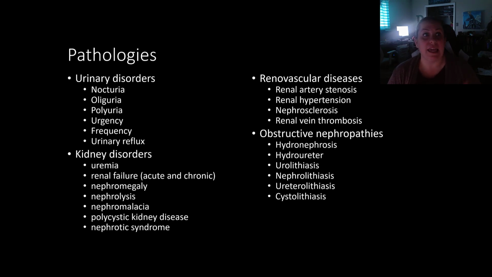So the urgency is like how often you feel like you need to go. Frequency is how often you actually go. So you might have a feeling you need to go, but you don't actually go to the bathroom every time. One thing to note too is that the urinary system is a reflex.